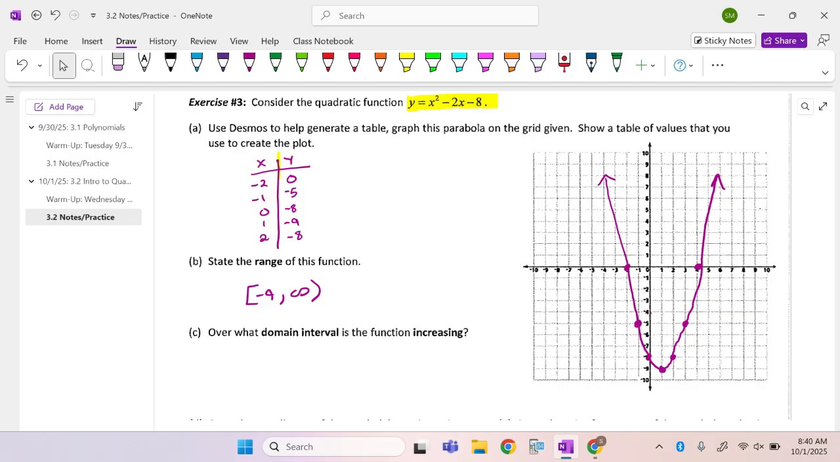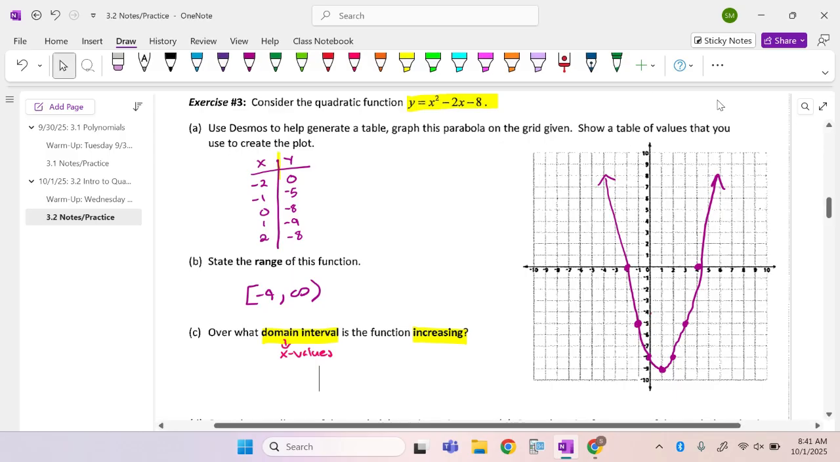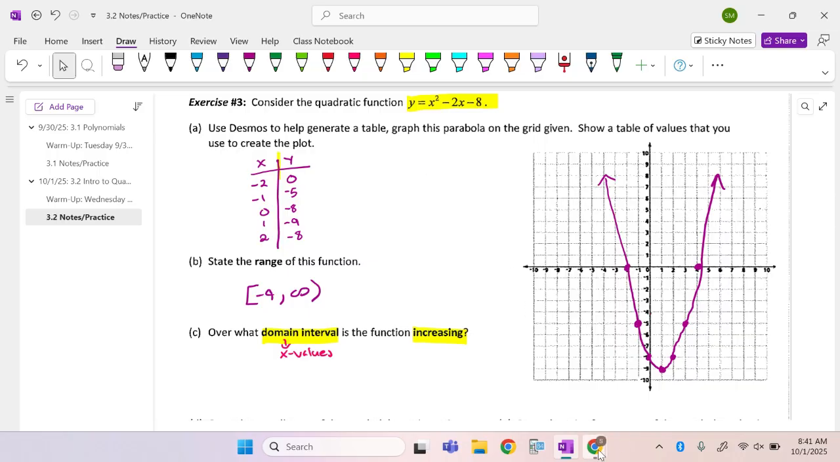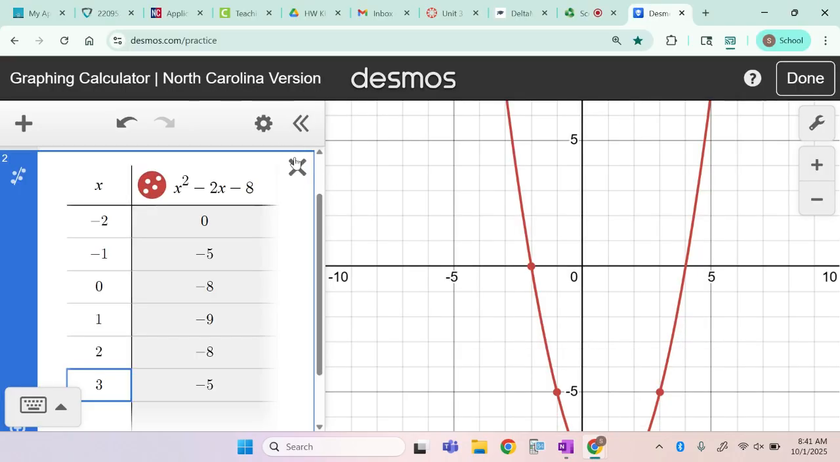All right. Now, intervals of increase and decrease. This is where part C comes into play. So it asks us to find the domain interval where the function is increasing. Now, domain means what? X values. So intervals of increase and decrease are always going to be X values. All right. So here's a trick. Even if you're not looking at a hand-drawn graph, if you're looking at Desmos and the X's and Y thing confuses you, like especially when you're doing domain and range, because I know it can get confusing because there's so many different numbers.